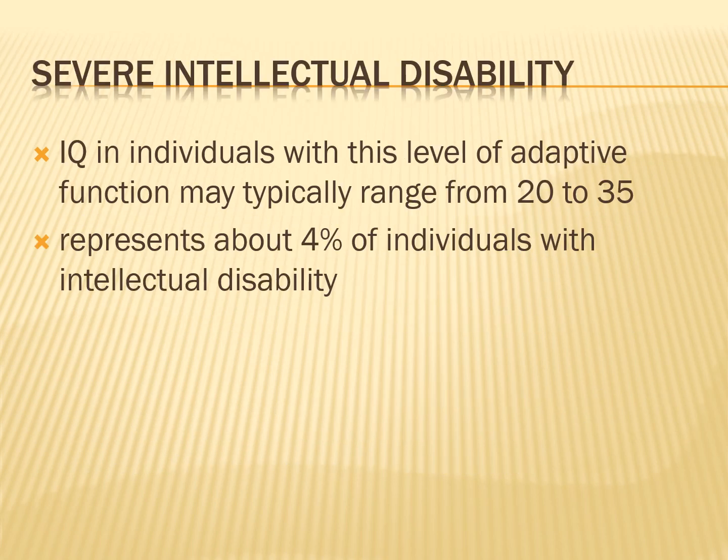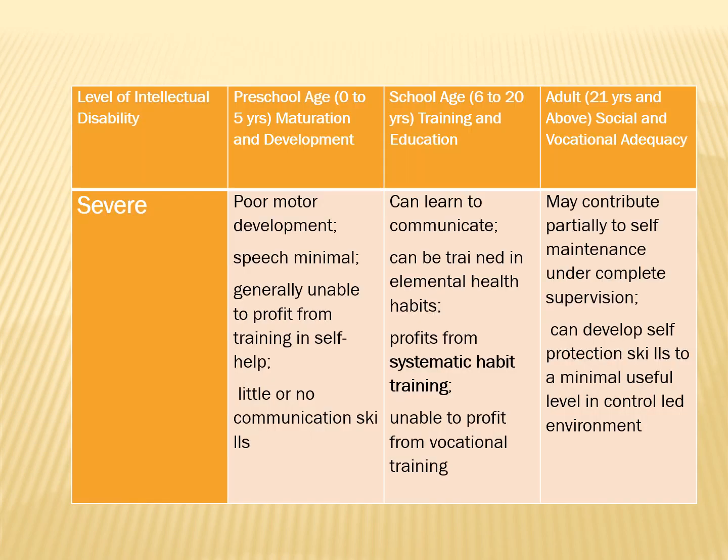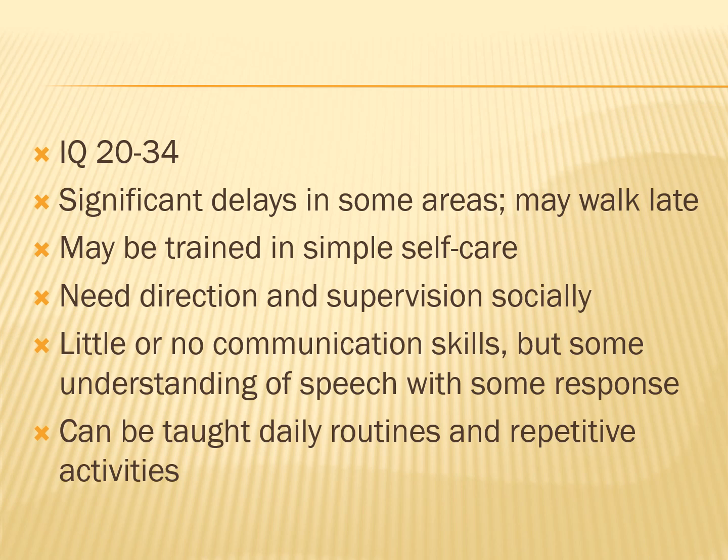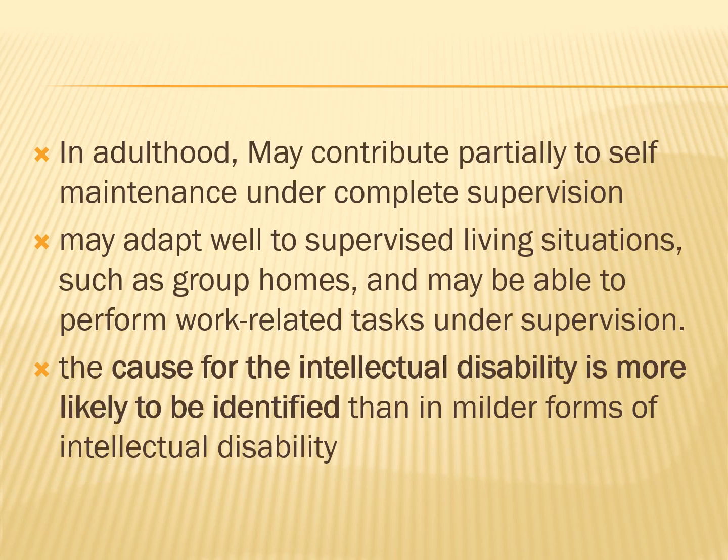Next is severe intellectual disability. The IQ score ranges between 20 and 35. Coming to prevalence, 4% of those diagnosed with ID fall under this severity level. These individuals can be trained in their own self-care, but they need a lot of direction and supervision constantly. They may have little or no communication skills, but they can be taught daily routines and repetitive activities.